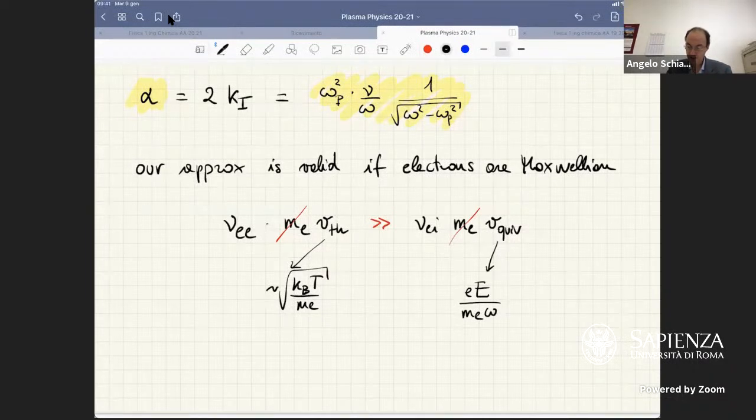Okay, and since the equivalent velocity is proportional to E, the electric field, we know that the electric field is proportional to the square root of the intensity, and omega is inversely proportional to lambda, the wavelength of the wave. So this is just a derivation of order of magnitude, as you can see.